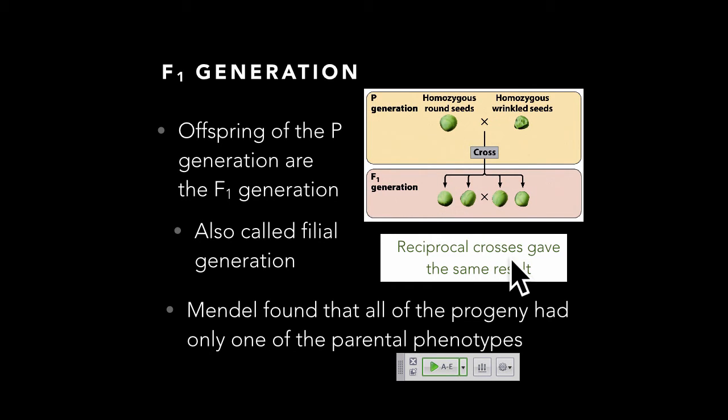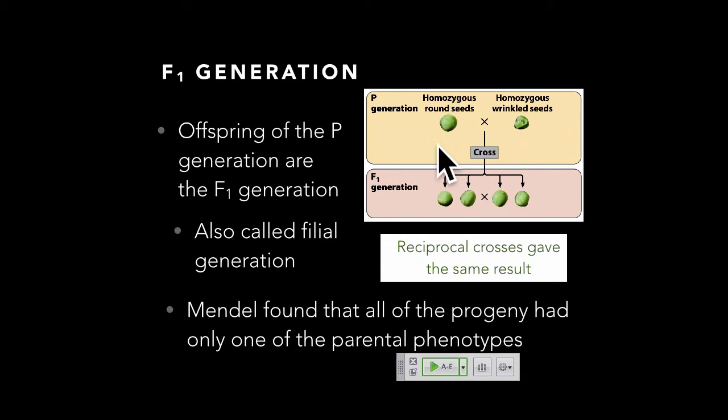Here's an important point, not for what we're talking about today, but when we talk about sex-linked inheritance next time. In all of his experiments, the reciprocal crosses gave the same result. What it simply means is, in this case, we'll just use male and female, even though they're plants. The male can have round seeds, the female wrinkled seeds, or you can reverse that. The male can have wrinkled seeds, the female have round seeds, and the outcome is the same.